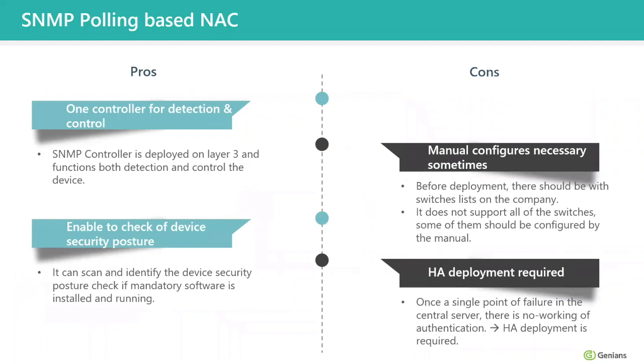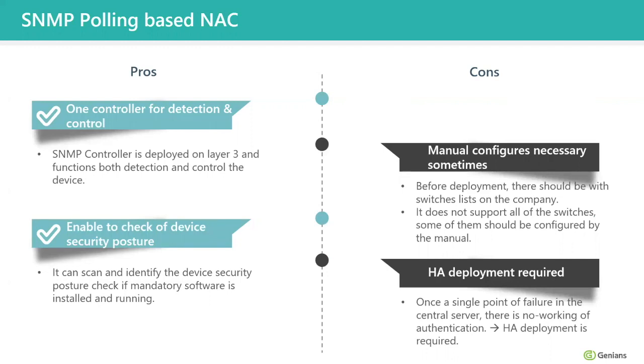Summarizing, there are pros and cons of an SNMP Polling based NAC. Pros, the first: once the controller is deployed on layer 3, it can perform both detection and control of the device. Pros, the second: SNMP Polling NAC can scan and identify the device and check its security posture, such as whether some mandatory software is installed and running. SNMP Polling NAC is a more secure way than the radius-based NAC, because it authenticates and checks the device posture before accessing the device inside it.